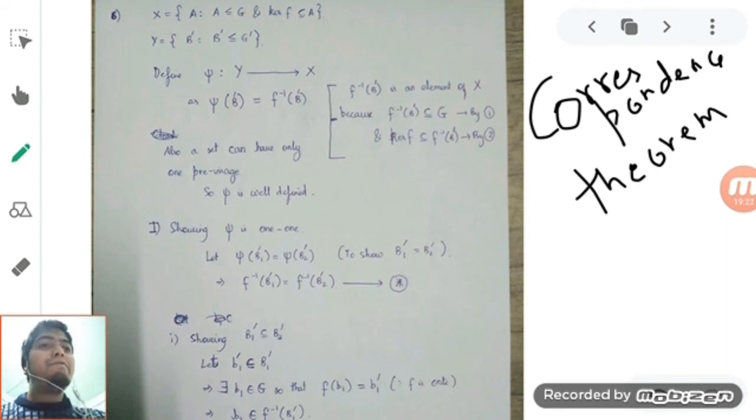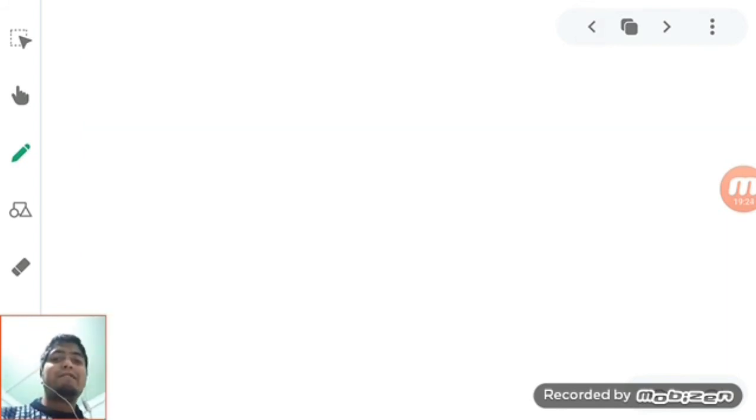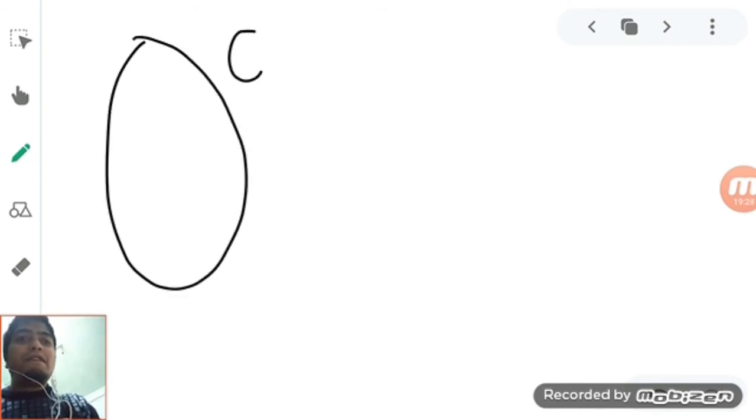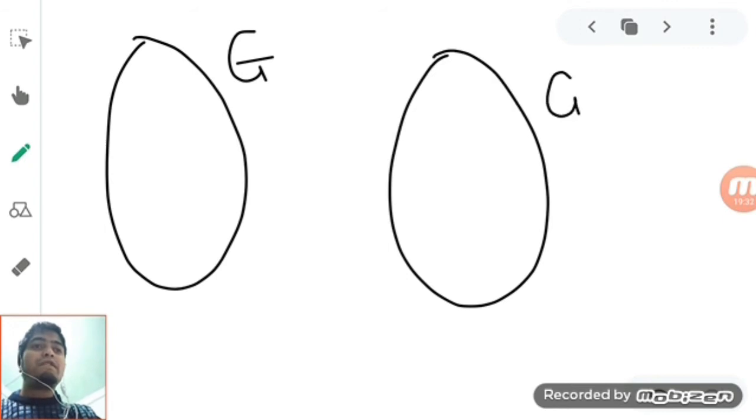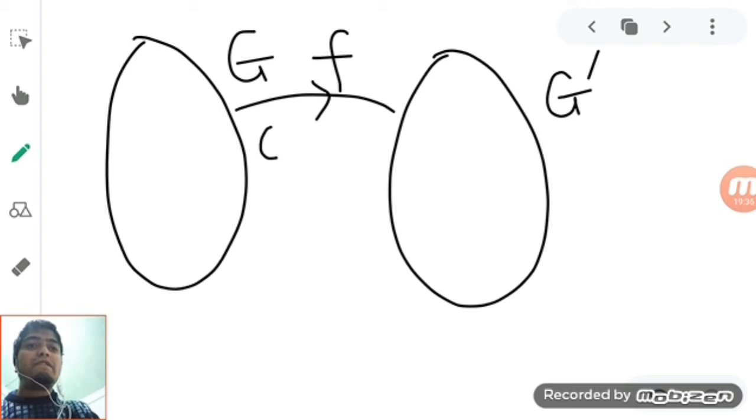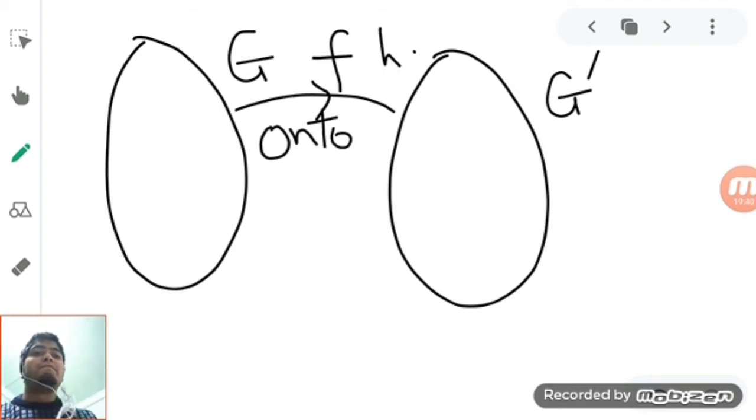So what are we doing in this correspondence theorem? We have the set G, and we have this one G dash, and we have a homomorphism F. F is also onto, and it is a homomorphism. This theorem says like this: you collect all subgroups of G dash.